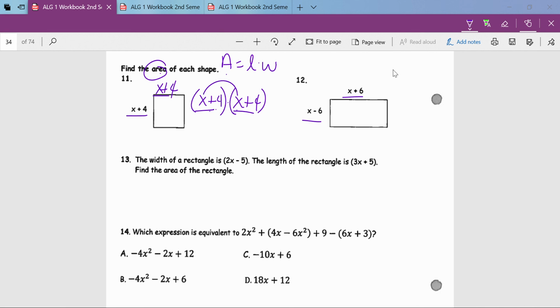So I will multiply x times x, and then x times 4. Then I will multiply 4 times x, and 4 times 4. My answer will be the area in an algebraic expression. Okay, so that's what you do for 11, 12, and 13, and number 16. It's going to be the same thing.